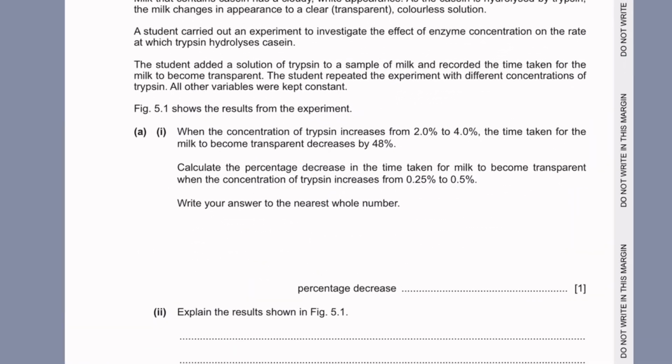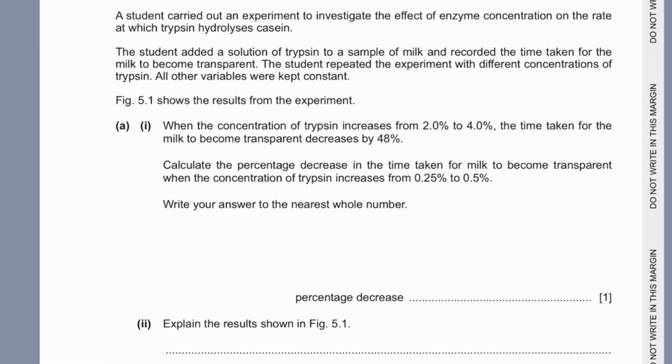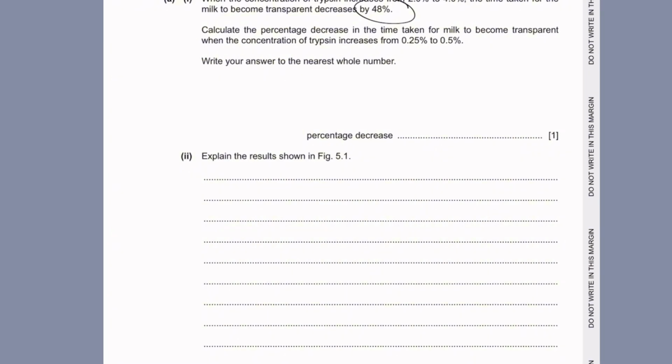So here in the question, when the concentration of trypsin changes from 2 to 4%, the time taken for the milk decreases by 48%, whereas you need to calculate the percentage decrease in the time taken for the milk to become transparent when the concentration of trypsin increases from 0.25 to 0.5. Write down your answer to the nearest whole number.